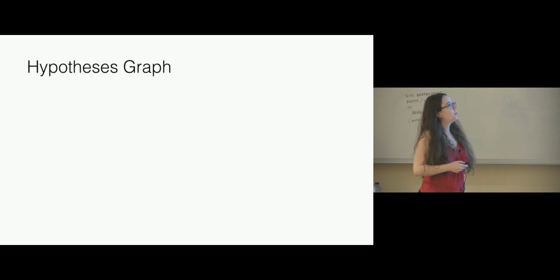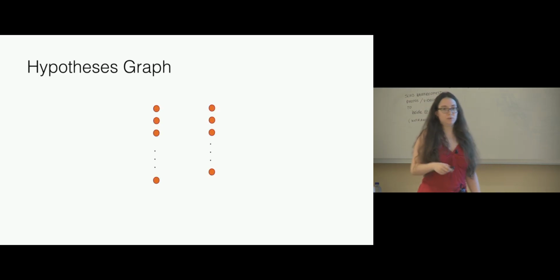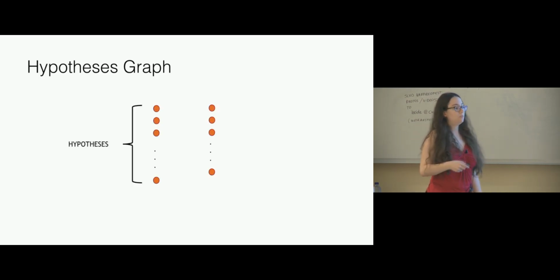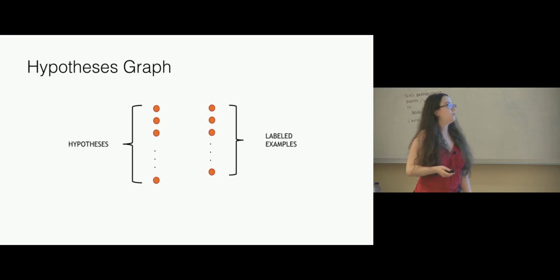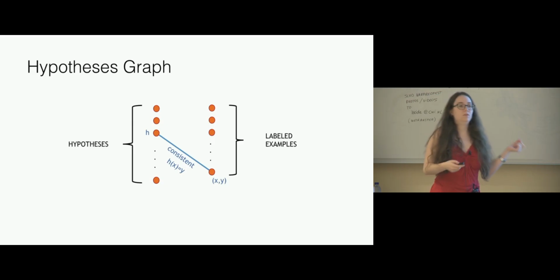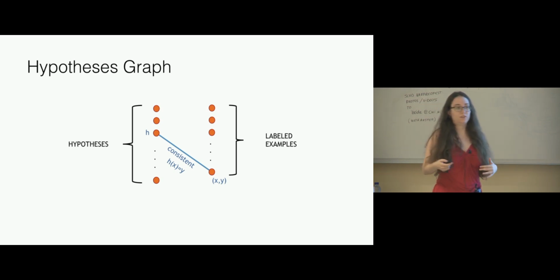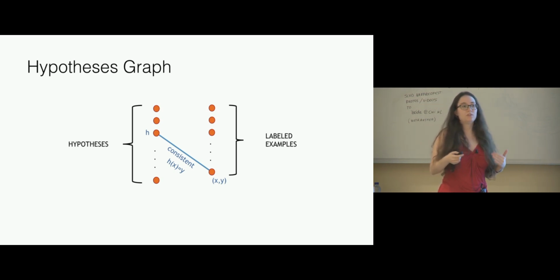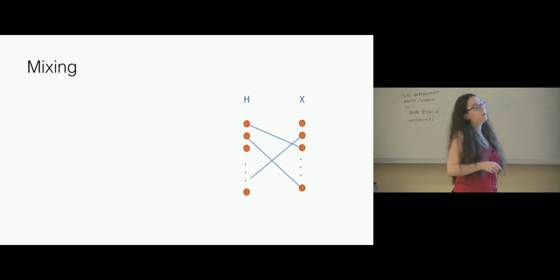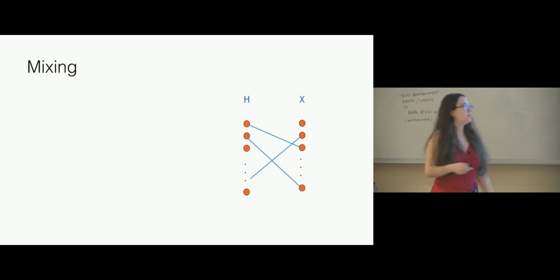So how can you view a class through a graph? We will think about it as a bipartite graph. On one side, we will have all the hypotheses. On the other side, we will have all the labeled examples. And there is an edge between a hypothesis and a labeled example if they are consistent. This view of classes as graphs enables us to use tools from graph theory in learning theory. And specifically, we will use the tool of random graphs. So let me just tell you what a mixing or random graph means.